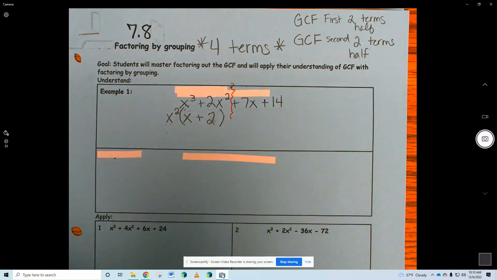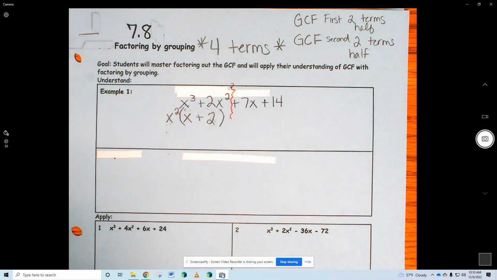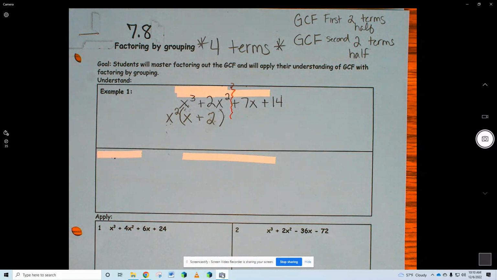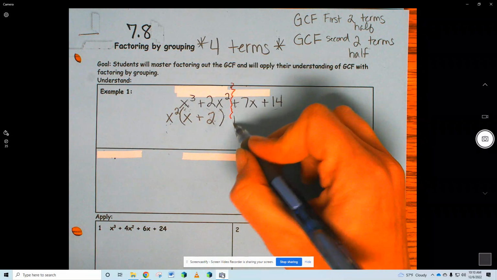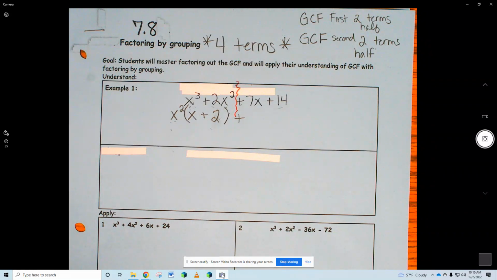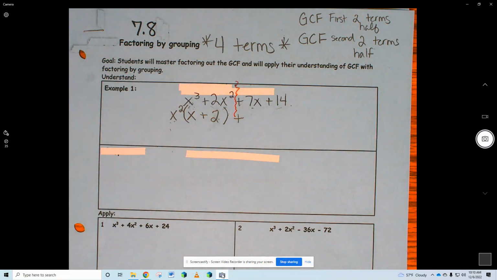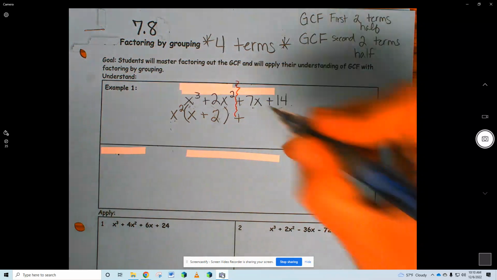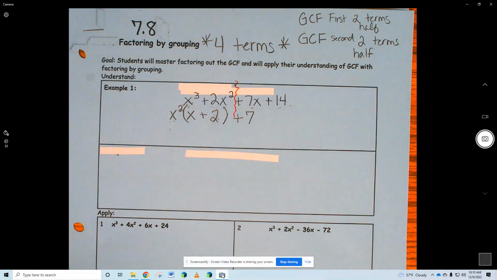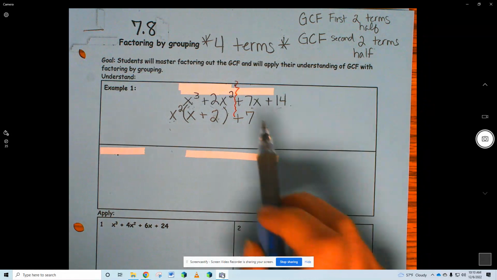Now I'm going to look at the second half. I have a 7x plus 14. This plus sign that was here has to stay like that. So what's a GCF of 7x and 14? What's the common number or variable with a 7x and a 14? 7. So put a plus 7. So I'm GCFing just the second 2 things, the 7x plus 14.